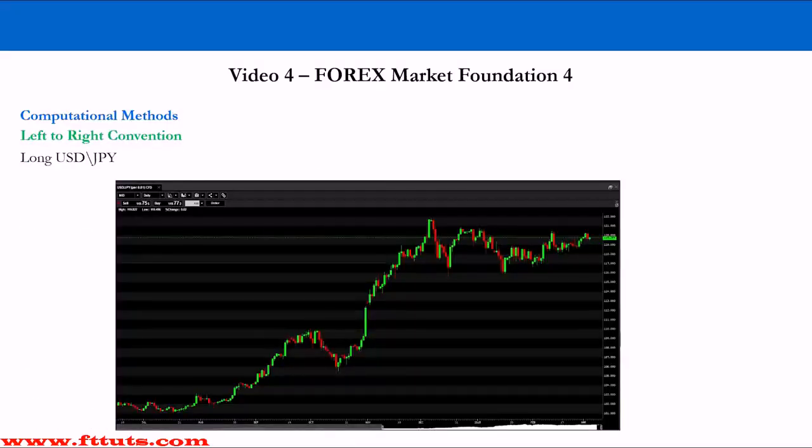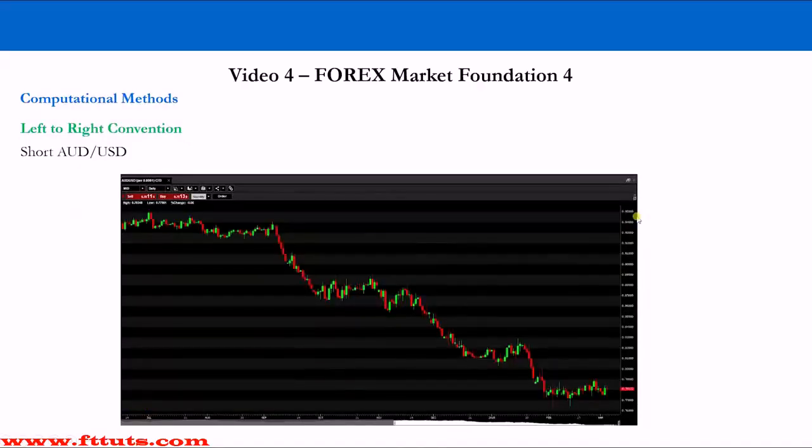So if we look at the dollar yen here, for example, the dollar yen back here, the dollar was buying 102 yen. Much further down the line, the dollar is now buying 119 yen. So the dollar buys more yen. We want this exchange rate, if we're long, to go up. Conversely, if we're short an exchange rate, we want it to go down.